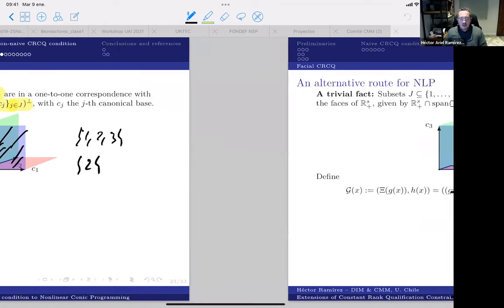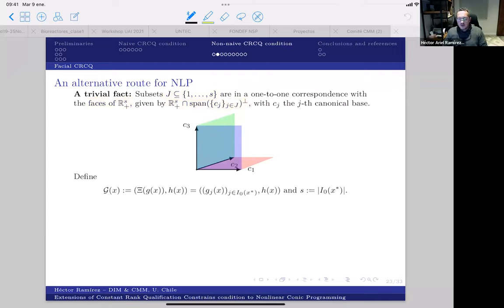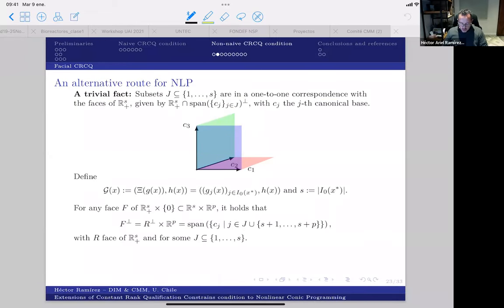So with this in mind, we can define a kind of reduction where only inequality matters. Equality, as I explained at the beginning, is somehow not so important for constant rank CPLD. So in the reduction you reduce to the active constraints. Let's say that you have S dimension for that. And you know that for any face of the reduced space, the orthogonal has this form, where R is a face of the space where inequalities belong.